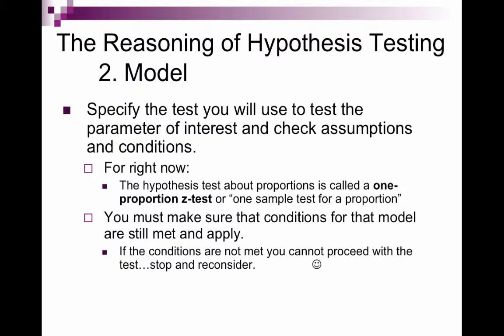And all of the conditions that we have to check to do a 1 proportion Z test are exactly the same as the ones that we had to do for a 1 proportion Z interval. So we need to check that it's plausible independence, 10%, random, and success fail. So those are the 4 conditions that we would have to check.